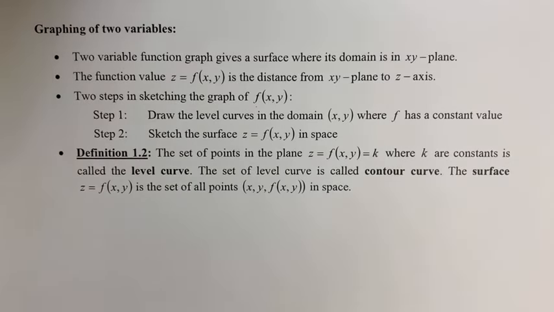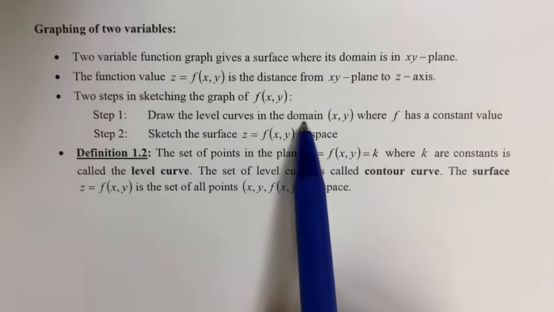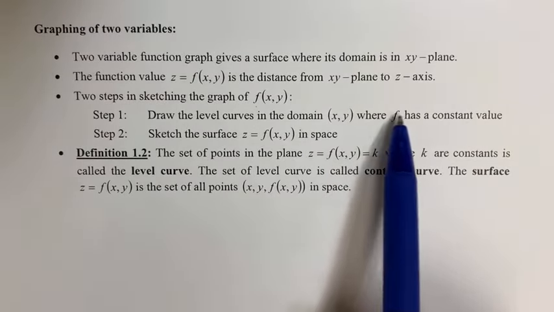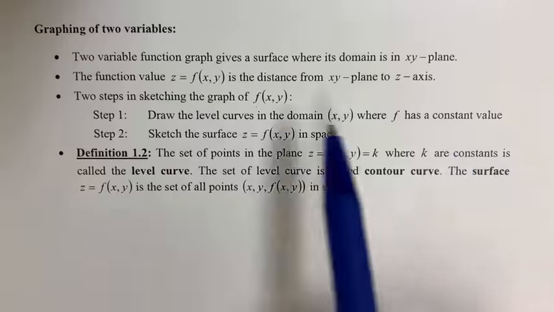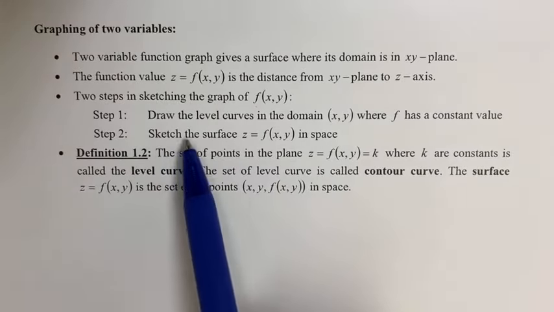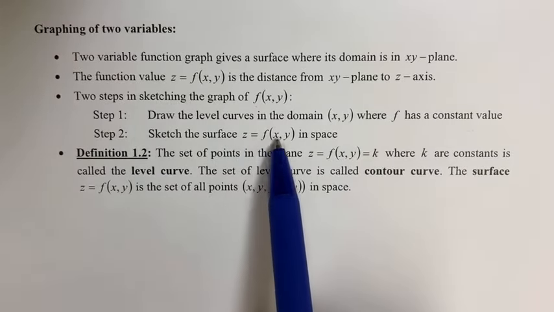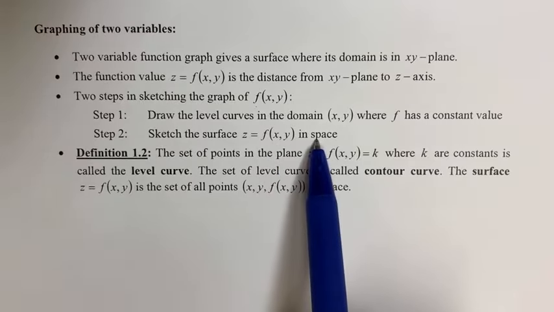Okay, there are two steps in sketching the graph of f(x, y). First step is to draw the level curve in the domain xy where f has a constant value. Then the last step is to sketch the surface z equal to f(x, y) in space.